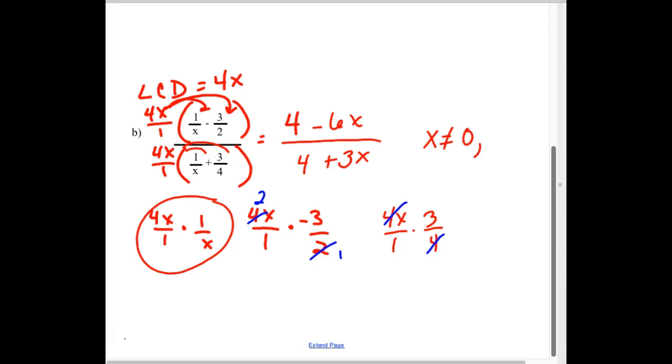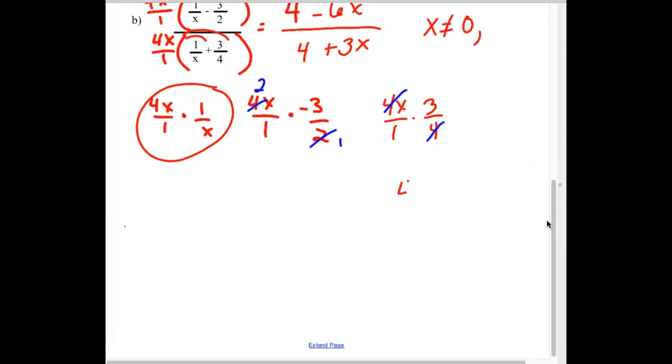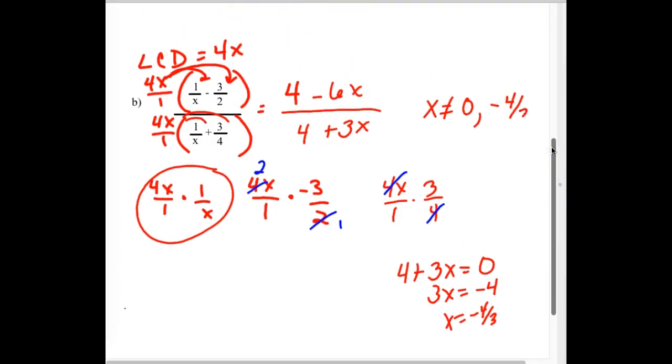That was a little harder to figure out, right? We have to think a little bit more. If we have 4 plus 3x and we're trying to figure out what would make it 0, how would we solve that? Subtract the 4 over and then divide out the 3. So x would end up being negative 4/3. That would create a 0. So we're going to have to restrict negative 4/3 out of our domain.